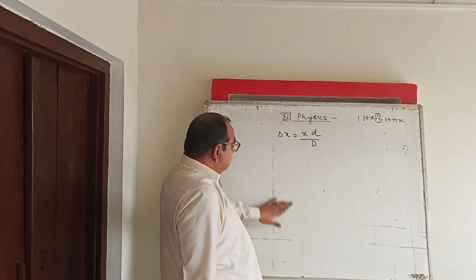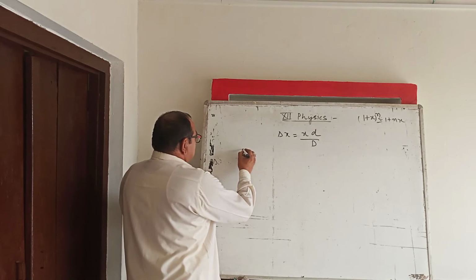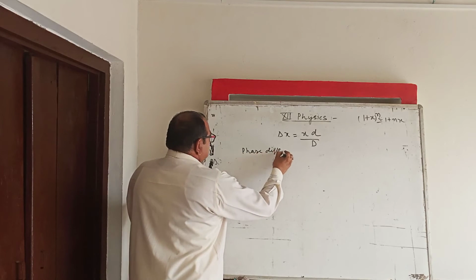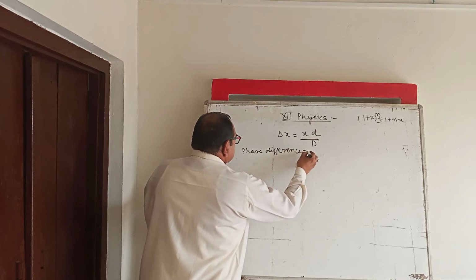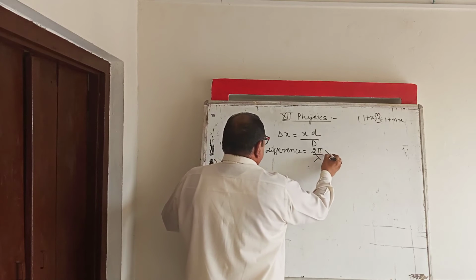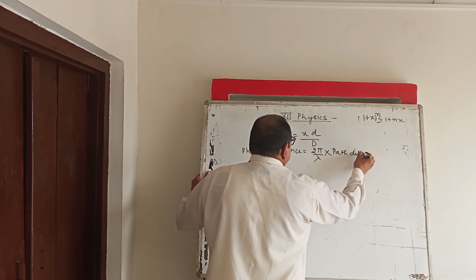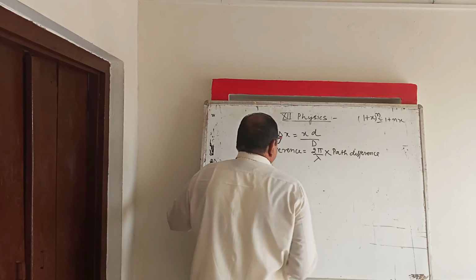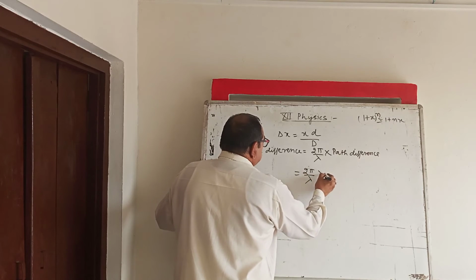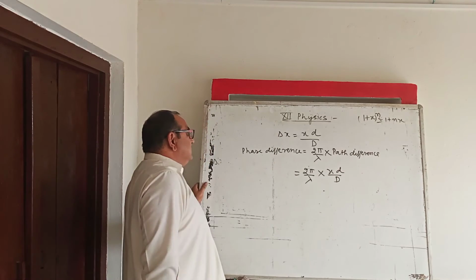Now I change this path difference into phase difference. Remember one formula: phase difference equal to 2 pi by lambda into path difference. 2 pi by lambda into path difference, which is x d upon d. This is the phase difference.